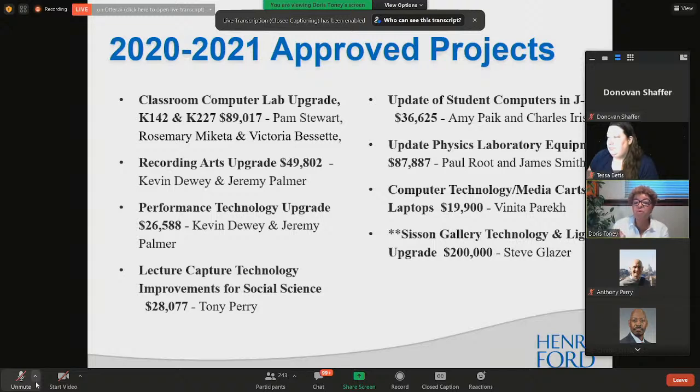And then you notice that I put below that, we had a proposal. So you're looking at these proposals, and none of them are small by any measure, all to support student success. We had Steve Glazer come before us to upgrade everything in the Sisson Gallery, a technology upgrade, lighting upgrade, and all that. That's going to benefit our students and others as well within the community. And that proposal was for $200,000. We did this during the pandemic.